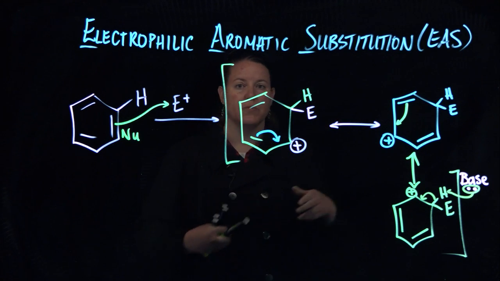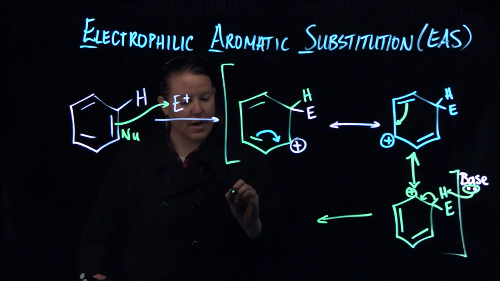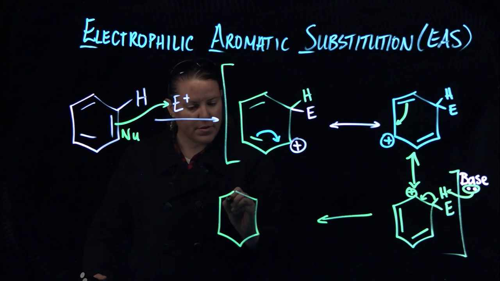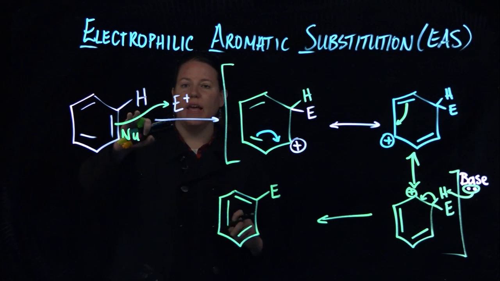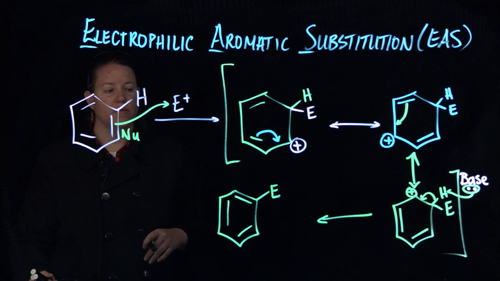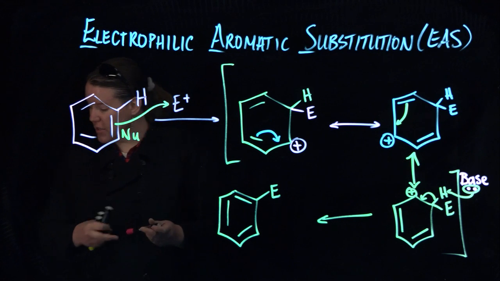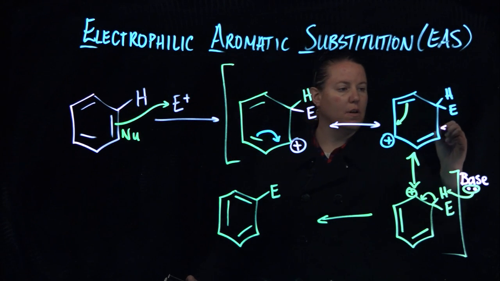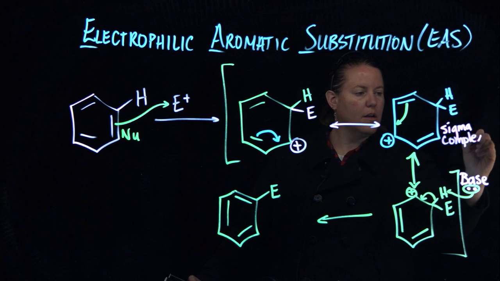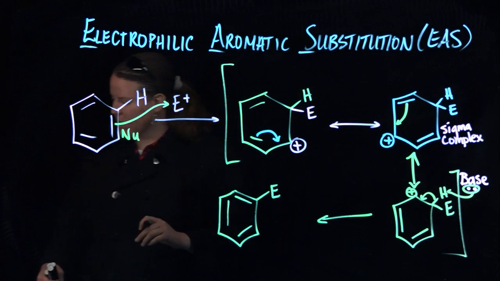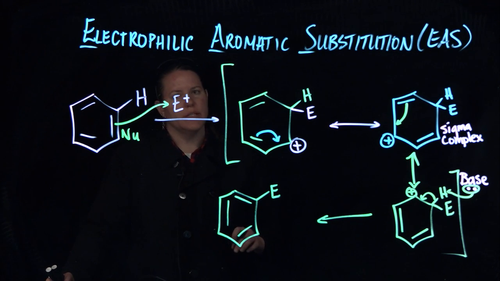The bond that was originally between the ring and the H is going to go back as a double bond, and out of all of this, we're going to reform the ring with essentially the E, the electrophile, having taken the place of the H. Okay? In the midst of these resonance structures, you have, of course, what we call the sigma complex and some other names for things. All of these nomenclature things will become more clear as we go along. But that's basically the reaction.